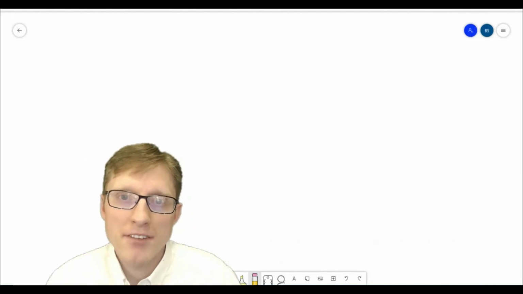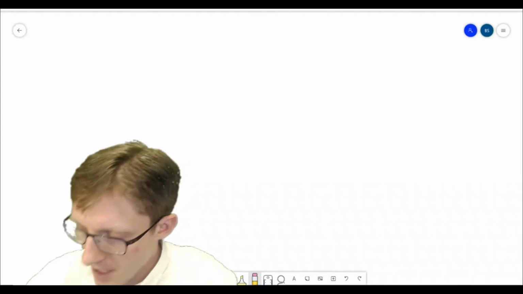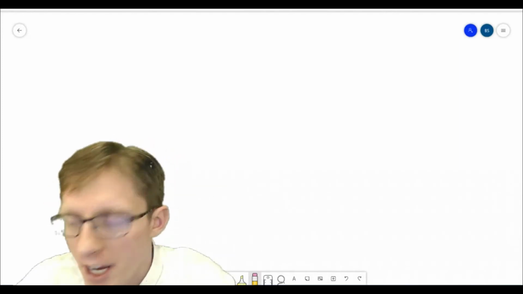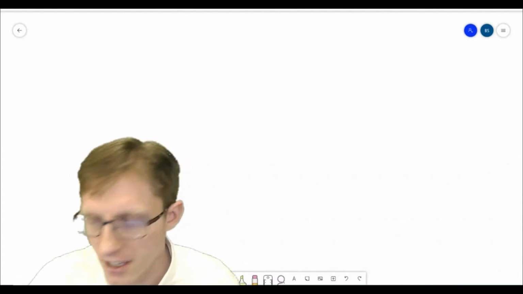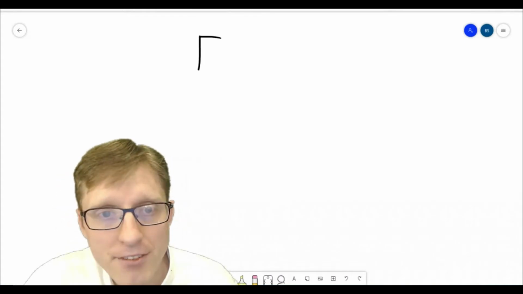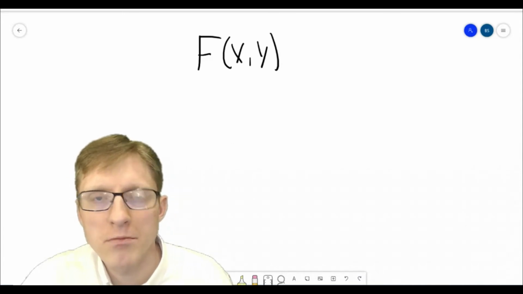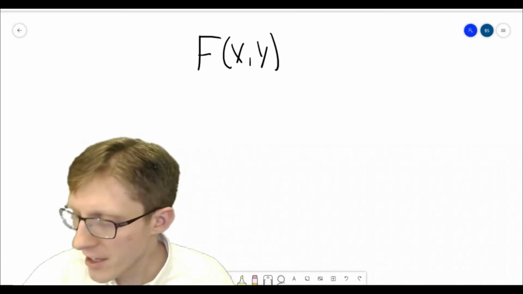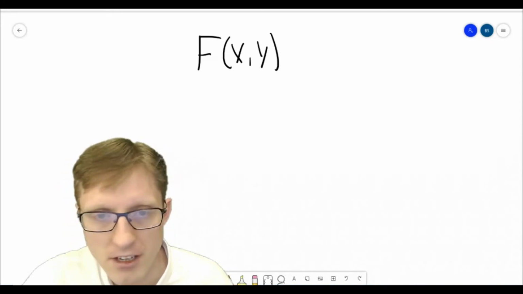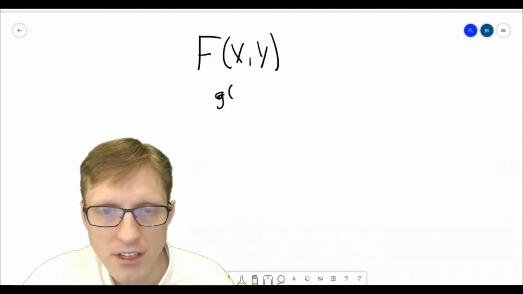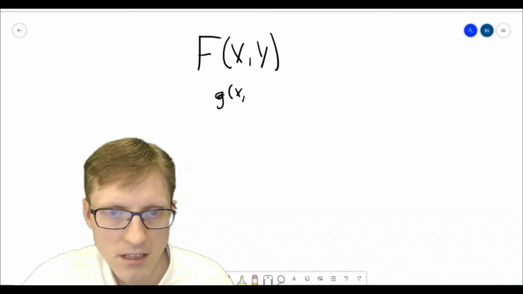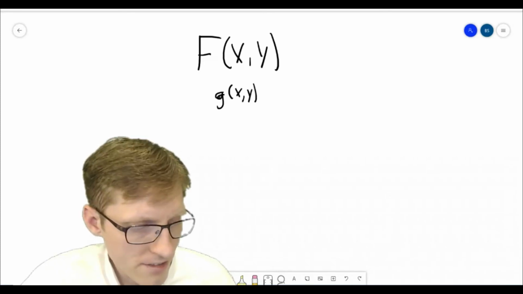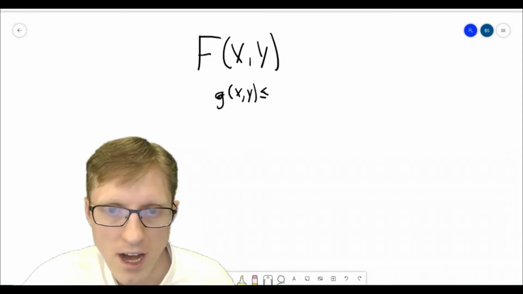So the last math concept we're going to go over is constrained optimization. So the basic idea is that there's some function that we're trying to maximize or minimize. Okay? And let's say that that function is some function f of x and y. And we're maximizing or minimizing the function f subject to some constraint g, or some function g of x and y, is less than or equal to some constant d.